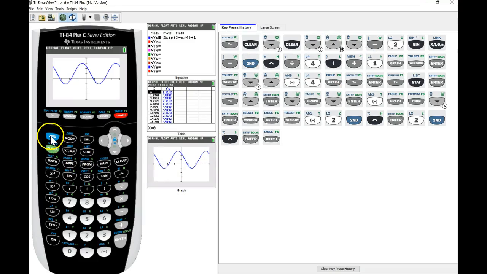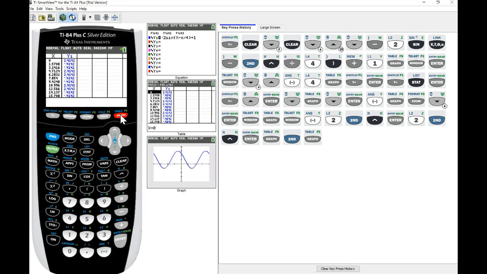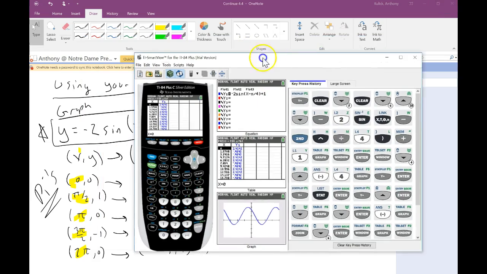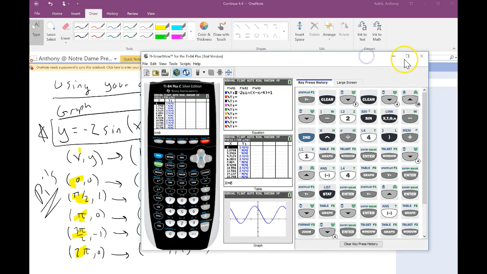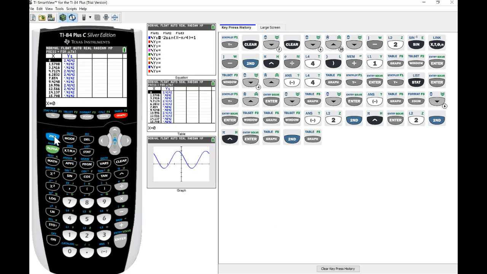So what I can do is if I press second and the graph button, this is going to open up the table. And the table here is going to be a list of x values on our graph with their corresponding y value. So if I look at my set of points, the first point I'd like to see is pi over 4. And then the next point I'd like to see is 3 pi over 4. I'm going up by, looks like, 2 pi over 4. So that's what I want to set up my table to do, so I can see if those points are actually the right ones.